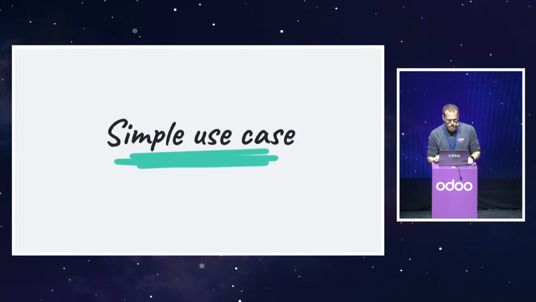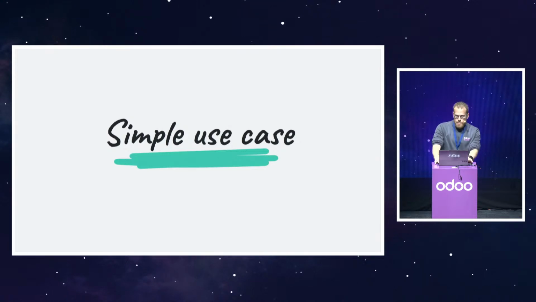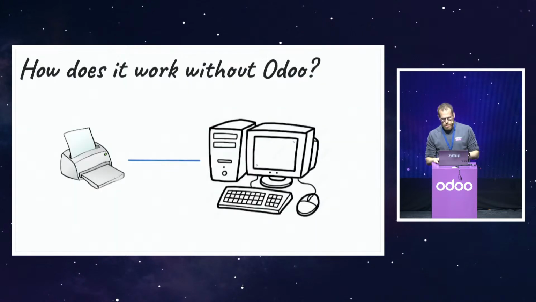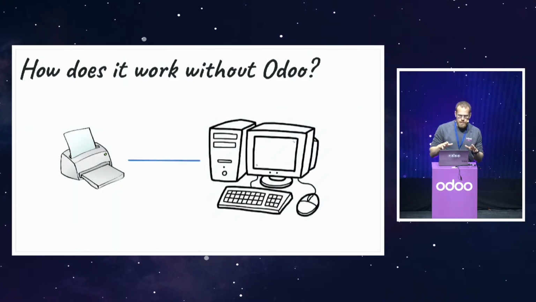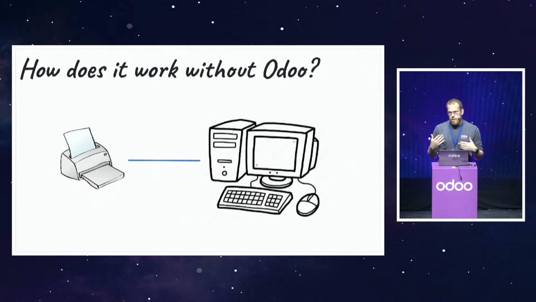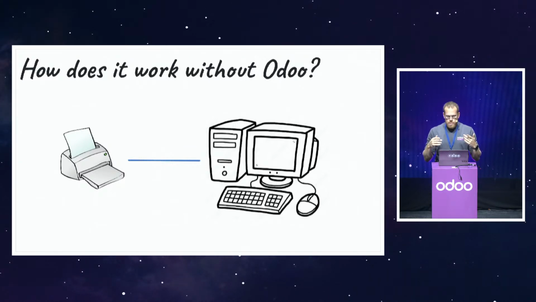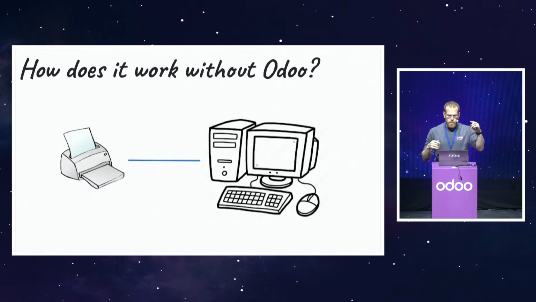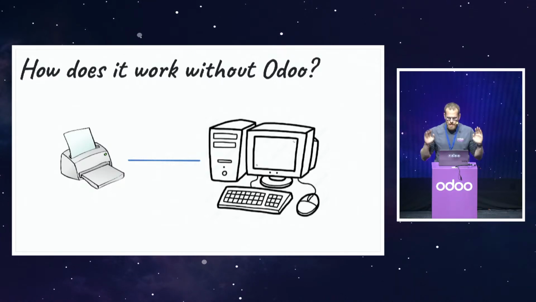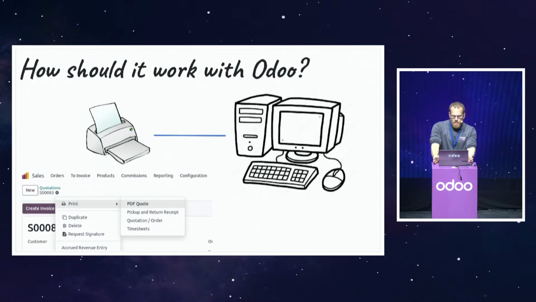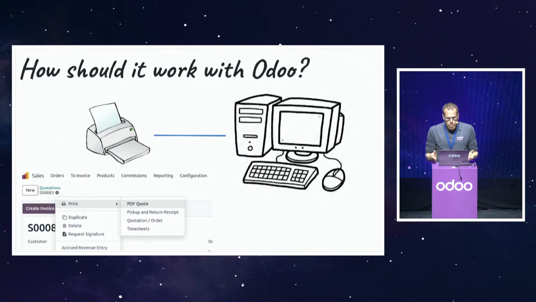So let's go. Before we start, we will take into consideration a simple use case. We will just print something on your PC without Odoo. Basically, when you want to print something, you just open your PDF with a PDF reader, and then you go and print, and it prints the page. Easy. But how do you do it with Odoo?